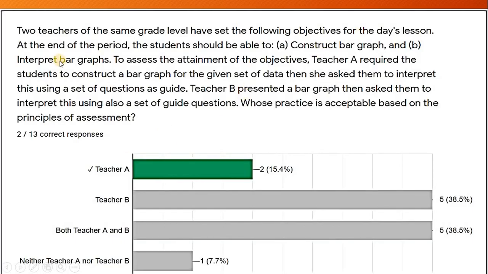Going back to your objective, dalawa kasi, construct and interpret. So, ang ginawa ni Teacher A, ni-require niyang mag-construct ang mga students at saka mag-interpret. Si Teacher B naman, hindi niya ni-require. Nag-present lang siya ng graph and then pina-interpret niya. So definitely, hindi ginawa ni Teacher B yung objective number 1. Hindi niya pina-construct yung mga bata. That is why the correct answer is Teacher A.